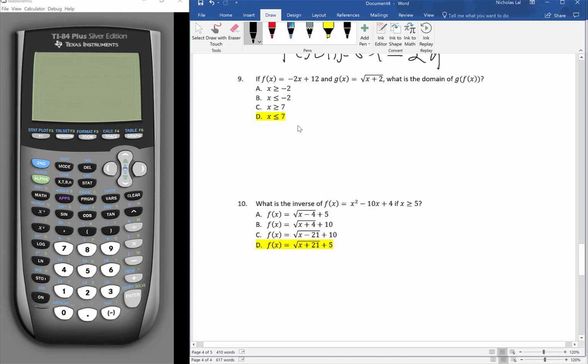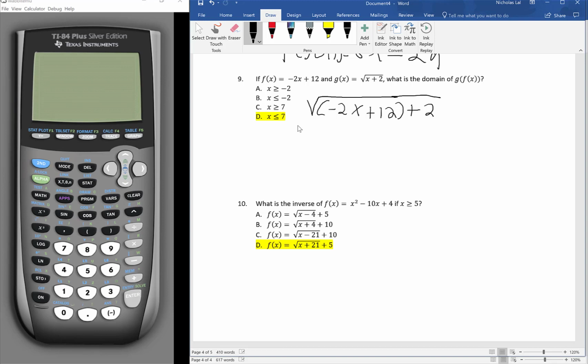f of x is equal to negative 2x plus 12. g of x is equal to the square root of x plus 2. We need to find the domain of g of f of x. So we need to plug f of x into g of x. So we have the square root of negative 2x plus 12 plus 2. Combining this, we have the square root of negative 2x plus 14.